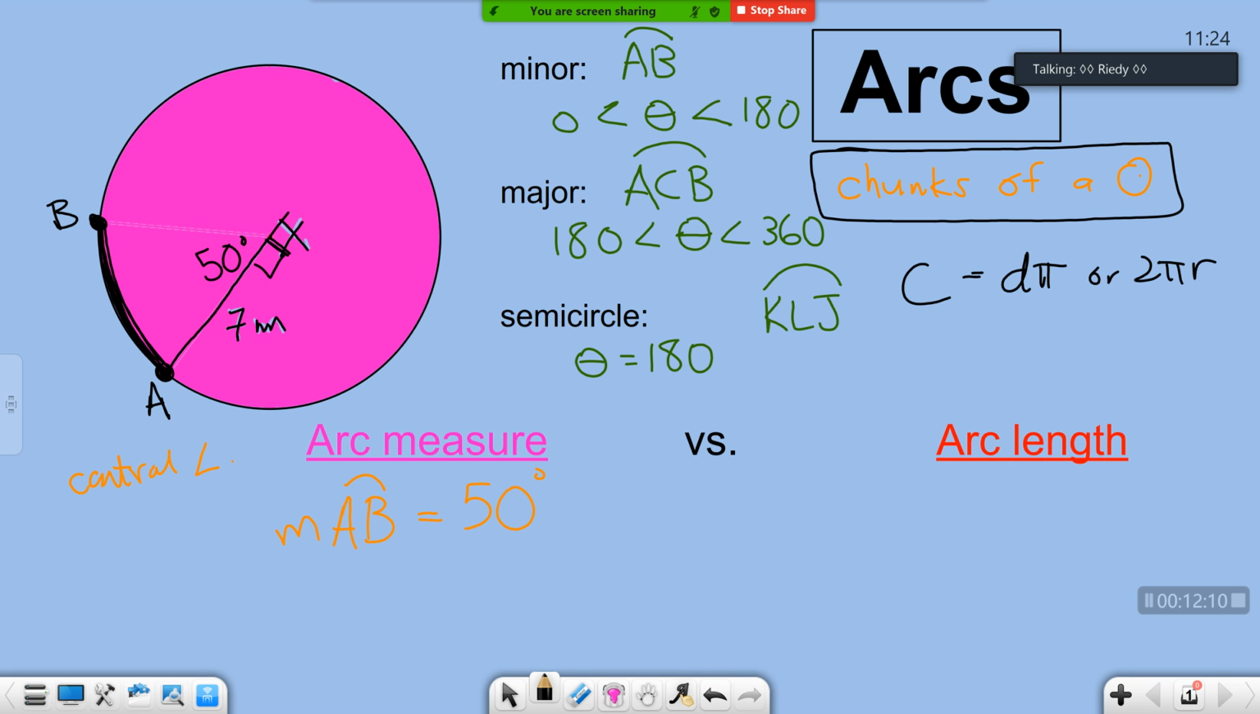This arc, AB, is a fractional part of the circle. The semicircle was a fractional part of the circle. The 90-degree arc was a fractional part of the circle. But the question is, what fraction of the circle is this 50-degree arc? How would I figure that out? You have to use the circumference. Good. Keep going.